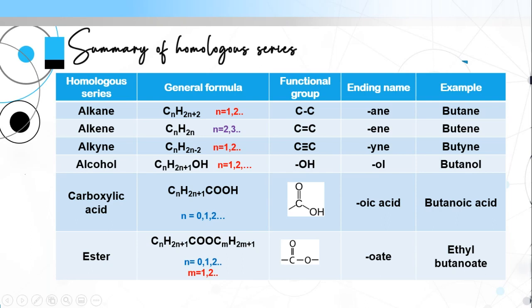We're going to learn about alkane, alkene, and alkyne. The first 3 are hydrocarbons. And then alcohol, carboxylic acid, and ester. Basically, this is what you need to know: what the homologous series is, what the general formula is, what the functional group is, and how the name ends. The example is fine, because as we go through the homologous series later on, you should be able to find more examples. I just want to highlight here about alkyne.